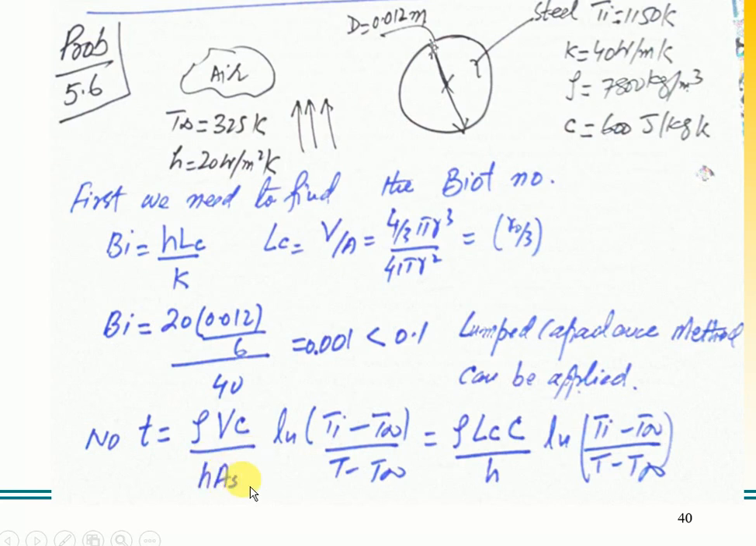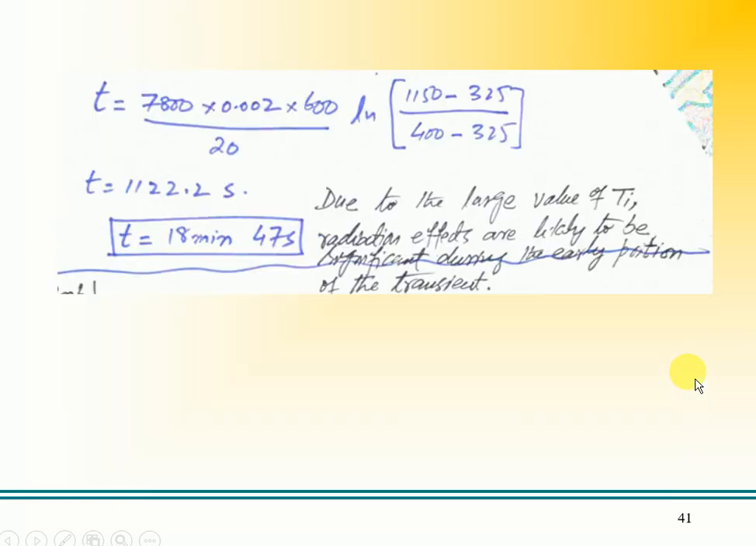The time is rho V c upon h As, times the ln of Ti minus T infinity over T minus T infinity. I don't know the value of time, but I know the value of Lc, the capacitance, the convective heat transfer coefficient, and all the temperatures. So I put the values here and find the time, which is about 1122.2 seconds, which is 18 minutes and 47 seconds.